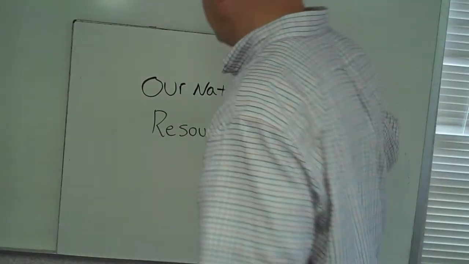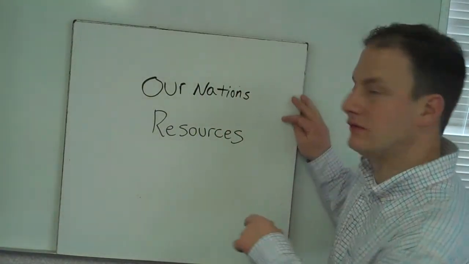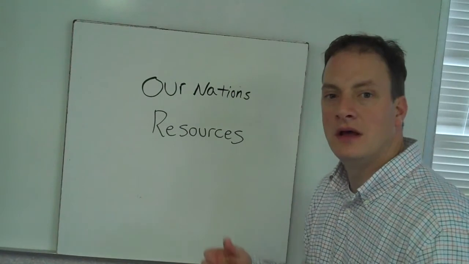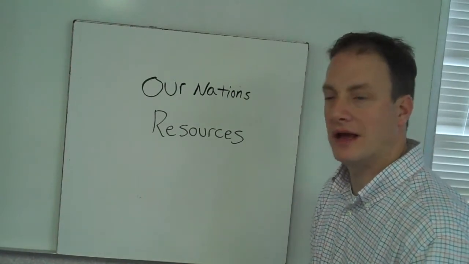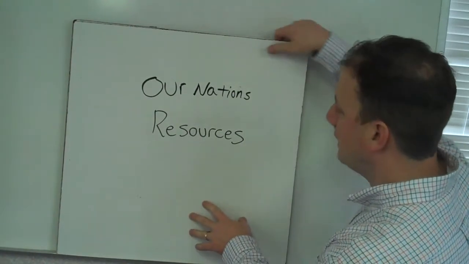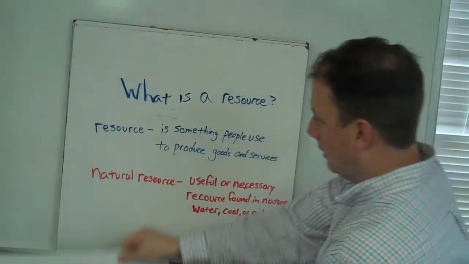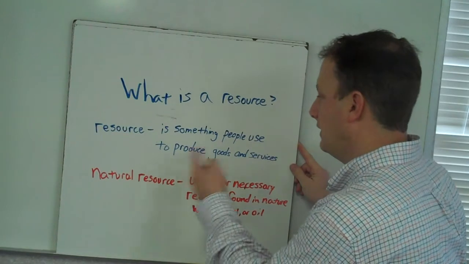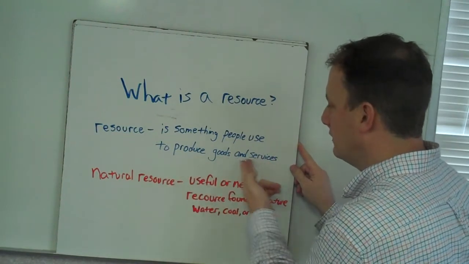Okay, today's lesson is on our nation's resources. We're going to talk about the different types of resources that are found around the world, that are found in our area. But first, we need to identify what is a resource. A resource is something people use to produce goods and services.